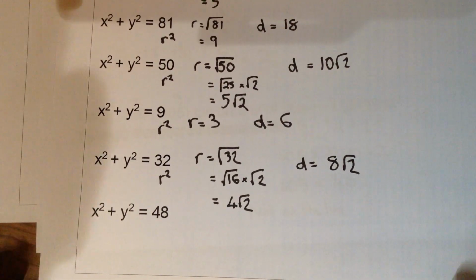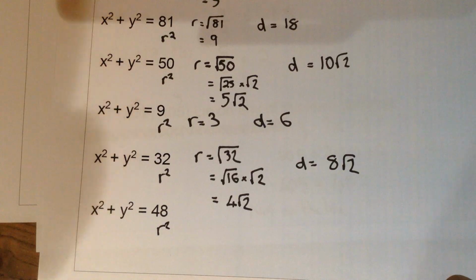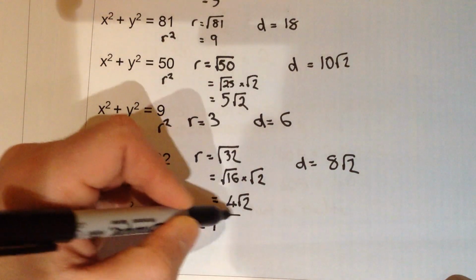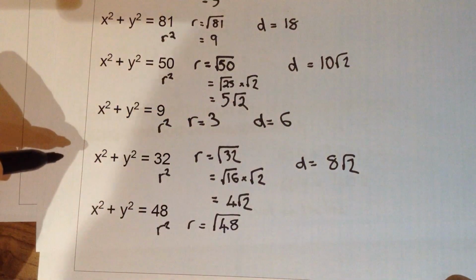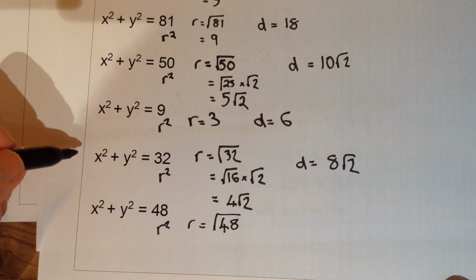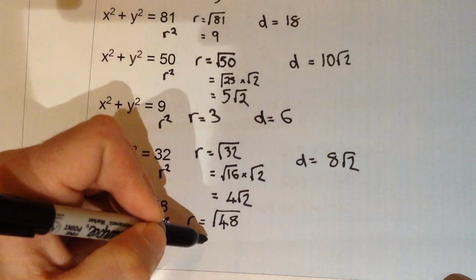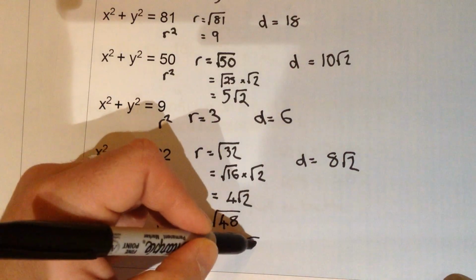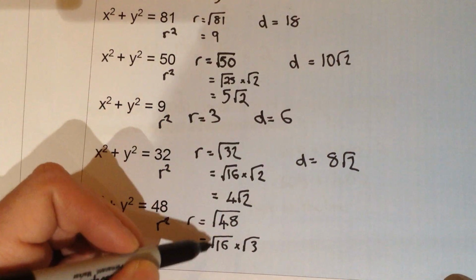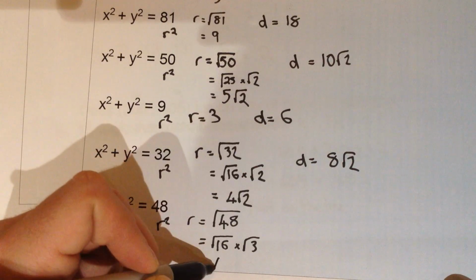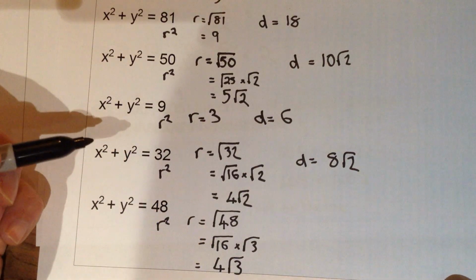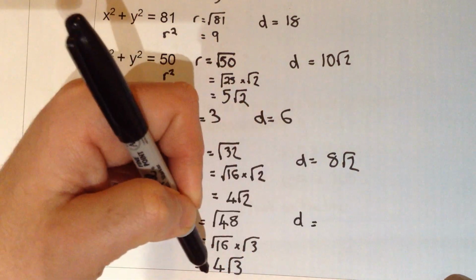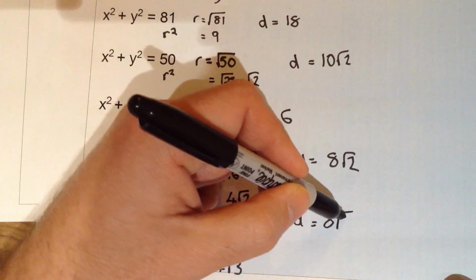Final question is the same again. r squared is 48. So the radius would have to be the square root of 48. That doesn't square root perfectly, it will give a decimal answer. So if we went into surd form, that would give us root 16 times root 3. Remember, we always try and get a square number at the front here. And that gives us 4 root 3 as the radius. The diameter would be double that, so we just double the 4 to give us 8 root 3.